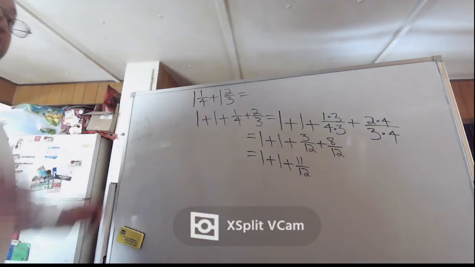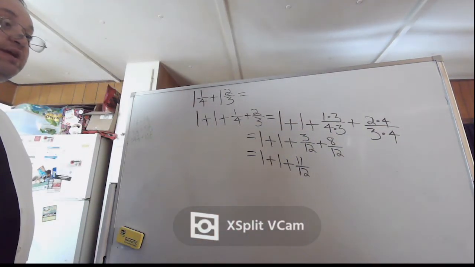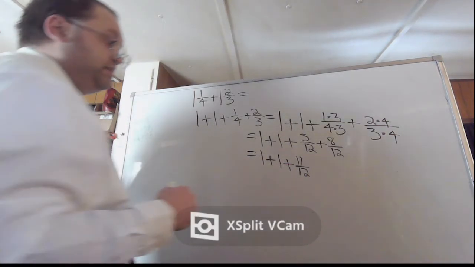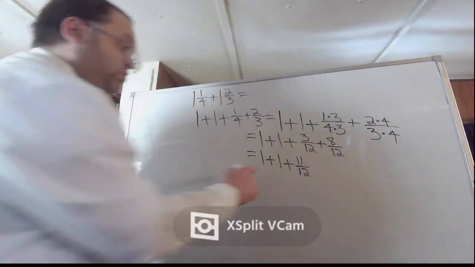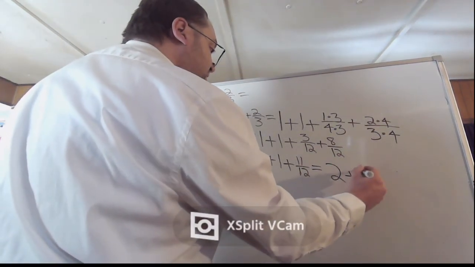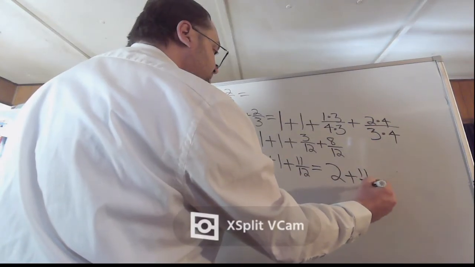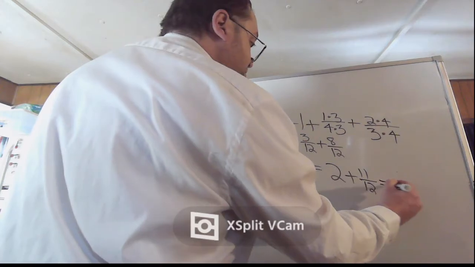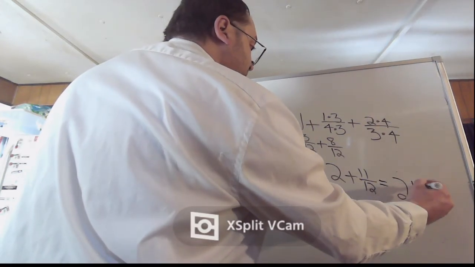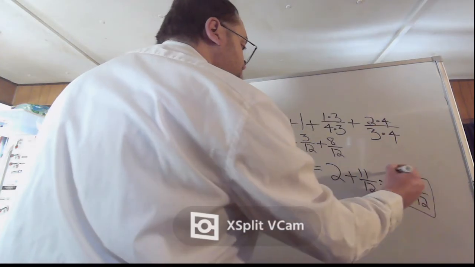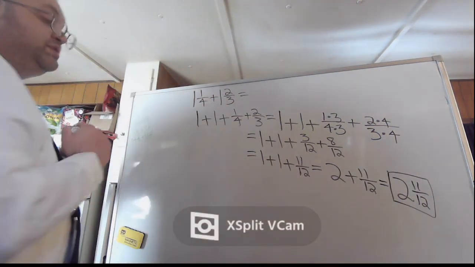And 11/12 is already in a simplified form. We can't simplify it anymore, and we have a proper fraction, so we're just about done. You have 1 plus 1, add those together, you'll have 2 plus 11/12. Well, 2 plus 11/12, well, that's going to be 2 and 11/12. So 2 and 11/12 would be your final answer to this equation.